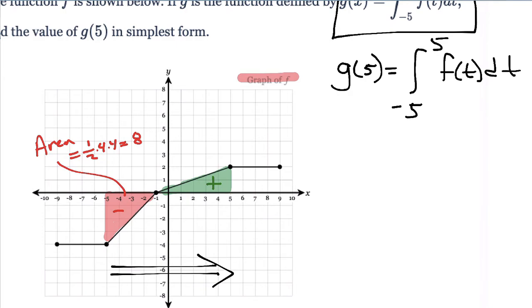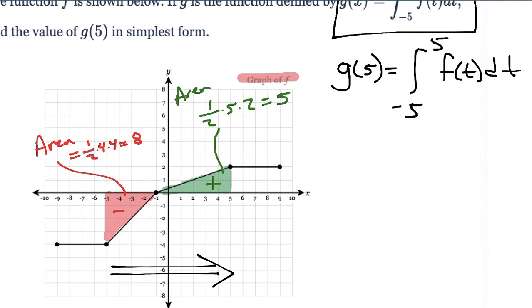Now, similarly, if you take this one right here and we think about what that is, notice that that's a triangle as well. It's a triangle that's 1/2. The base of that triangle is 5. The height of that triangle is 2. So together, the area of that triangle is just 5.